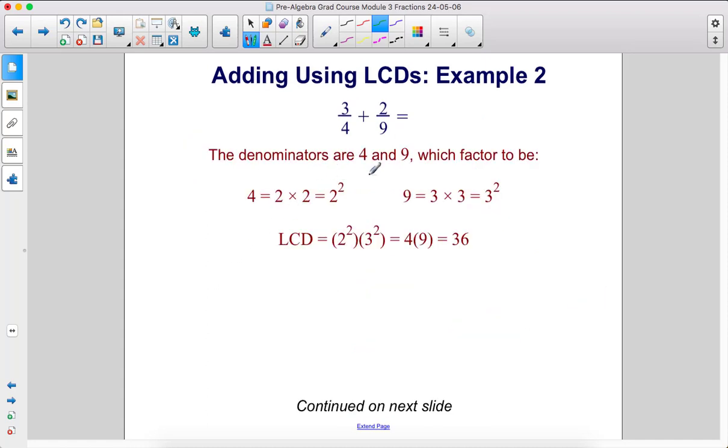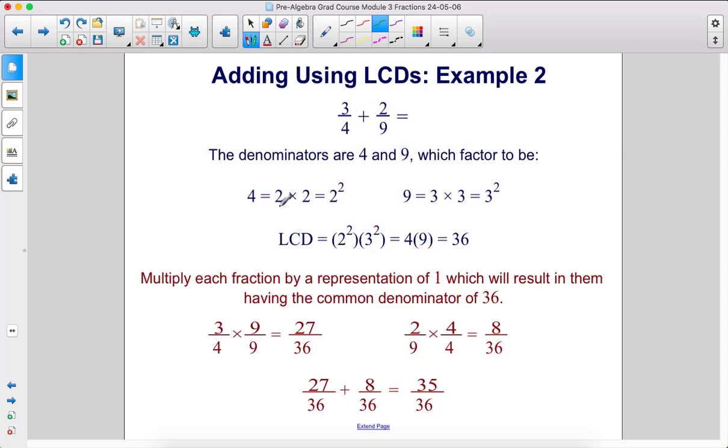All right, so you can see here is where they do the prime factors, and you have to multiply each factor together with the highest exponent as it appears, which here is just 2 squared and 3 squared. Multiply them together, you get 36. Then you multiply each of these fractions by a representation of the number 1. So 9 over 9, 4 over 4, which will then result in those fractions having the common denominator of 36. Finally, add the numerators, keep the denominator the same. You get 35 over 36.